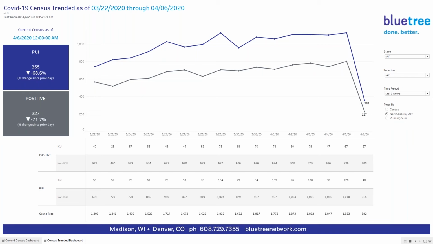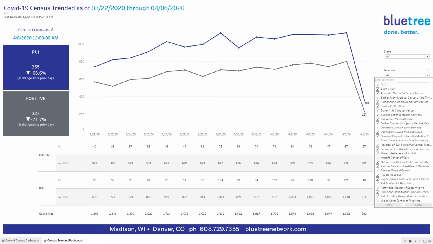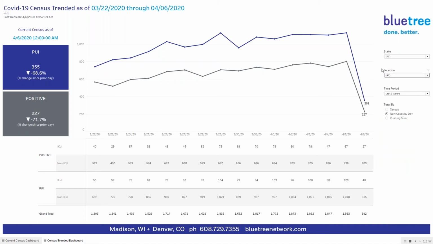Across the bottom, we break out by day for anyone who would want to run their own analytics on the data. We have the ability to change the view or the filtering on the right-hand side. The breakouts that you get by default are by state. You can also use the location. For a multi-facility hospital, these would list your facilities, and for a single facility hospital, this would list your departments.